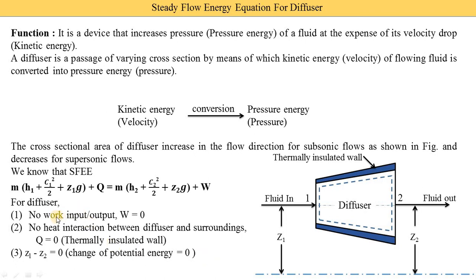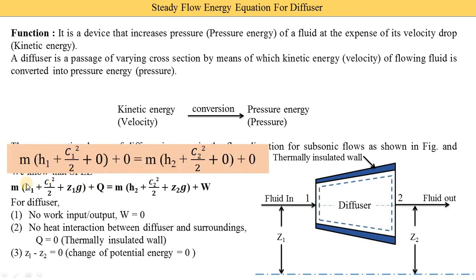Okay, so now we put these values of work done, Q interactions, and Z1 equal to Z2 into these equations. Then what equation do we achieve? We achieve this equation: m in bracket h1 plus c1 square by 2. We consider Z1 is equal to Z2, so this term is equal to 0. Q is also 0 due to the second assumption. This equals m in bracket h2 plus c2 square by 2 plus Z2 g. Here we consider Z1 is equal to Z2, so it is 0, plus work done is also 0 according to the first assumption. Now we further simplify these equations.